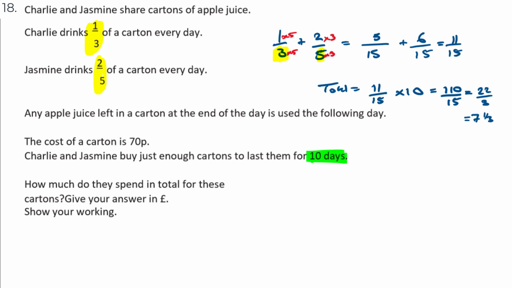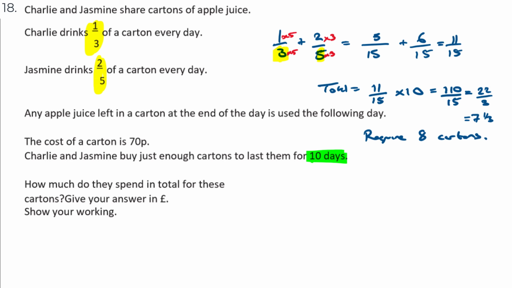Now they need enough to last them 10 days. So they're going to have to buy 8 cartons then, aren't they? Because if they buy 7, they don't have enough, and you cannot buy 1/3 of a carton. So we're going to purchase 8 cartons. So we require 8 cartons then, don't we? 7 is not enough. 8 is a bit too much, but at least they've got a bit left over for the next day.